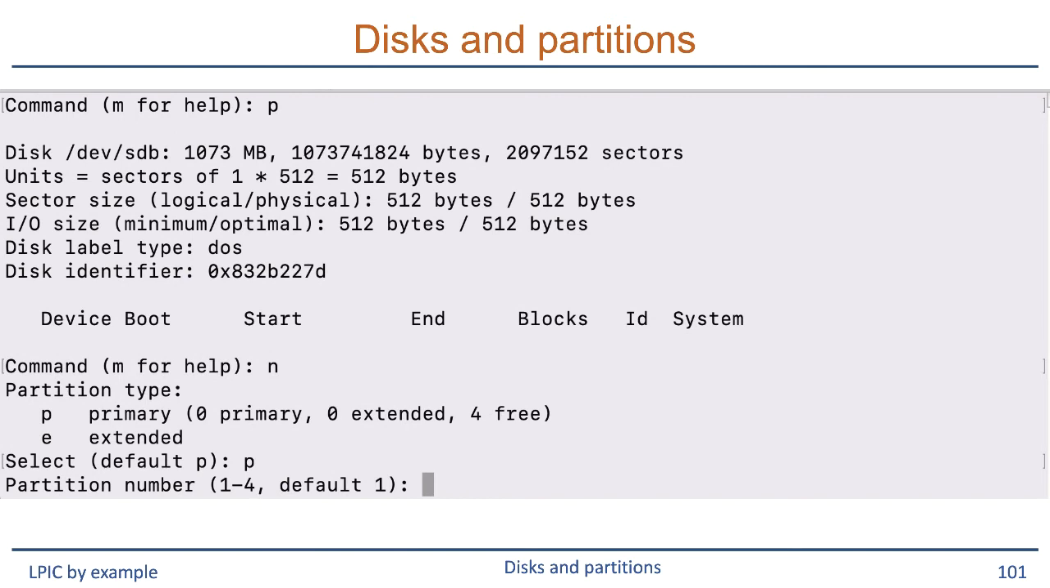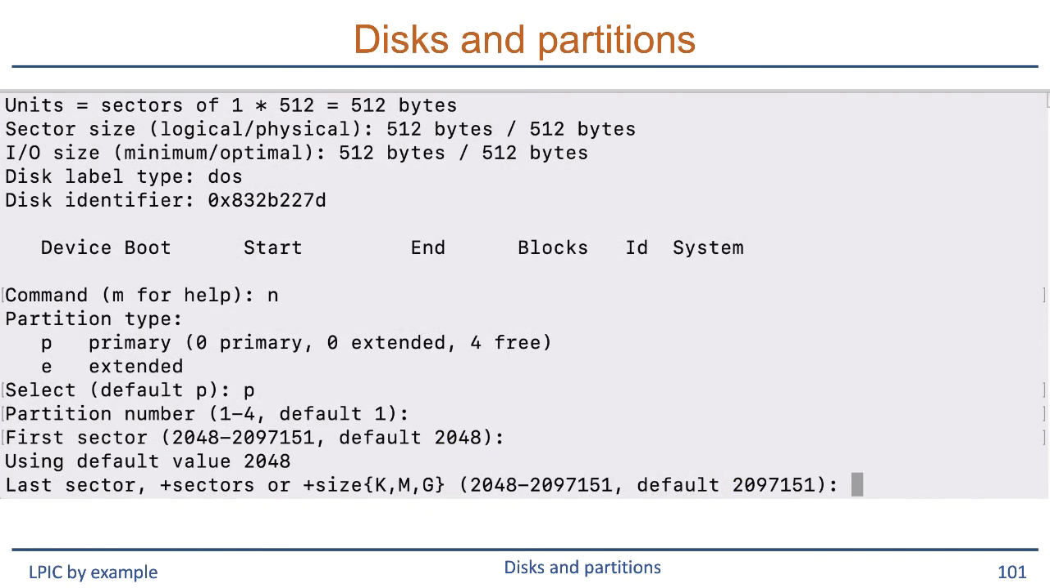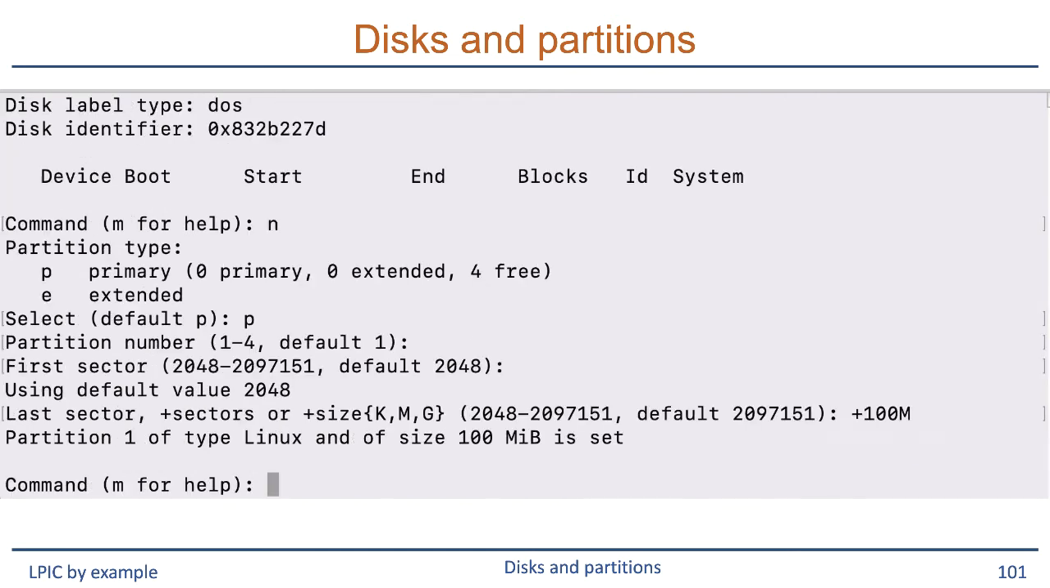So we run p and we can pick a number. Let's just start with 1, which is pretty obvious. Then the first sector is what is the offset from the beginning of the device that we should start with the first partition, which is 2 kilobytes. And we're going to do that. Then we simply enter the size, which is 100 megabytes. And we've created our first partition.